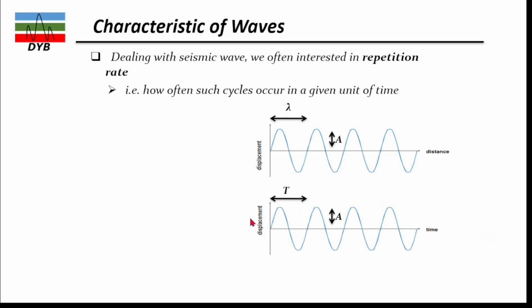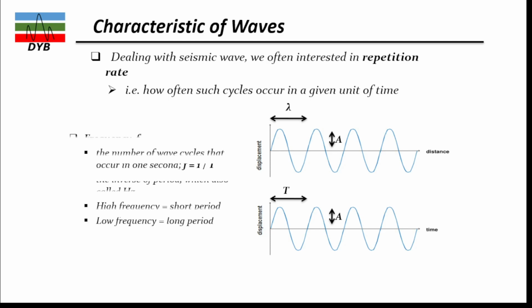So let's look at further characteristics of the wave. When we are dealing with the seismic wave, we often use repetition. One of the components is frequency. The number of wave cycles that occur in 1 second is equal to the frequency. So frequency can be 1 over time. Over here, if this is 1 second and you count the number of cycles, this is 1, 2, 3, and 4. So you can say the frequency of this wave is 4.